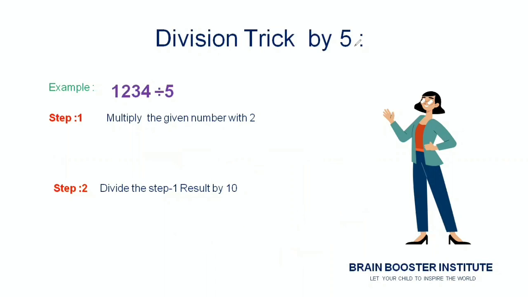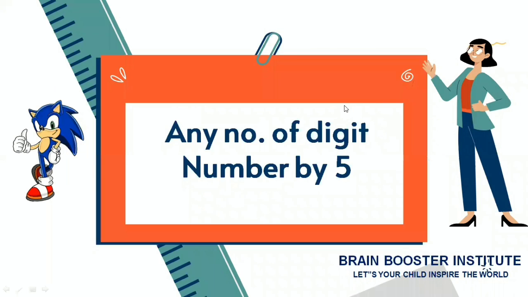Let's go with another problem. Any number of digits, dividing by 5, my friends. We have checked 2-digit numbers, 3-digit numbers and 4-digit numbers, and for these we checked whether the division trick that we learned is applicable or not. Now let us see whether it is applicable for any number of digits, meaning more than 4, more than 5 and more than 6. Now let's see. Let us take one more example here.